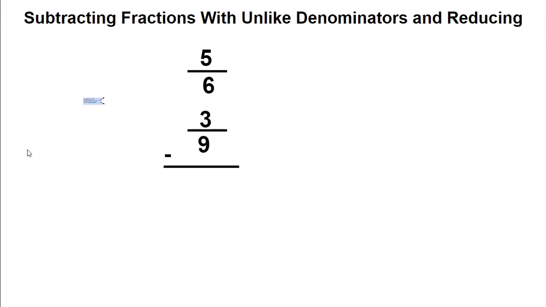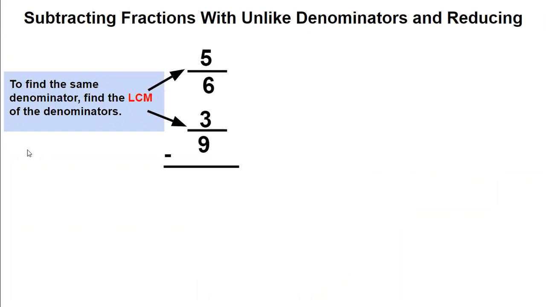Notice the bottom numbers are not the same, so I first have to change the bottom numbers. My arrow is pointing to the wrong thing. It should be pointing to the 6, not the 5. And 3, it should be pointing to the 9, but that's okay. So we have to find the least common multiple. In this case, it's 18.